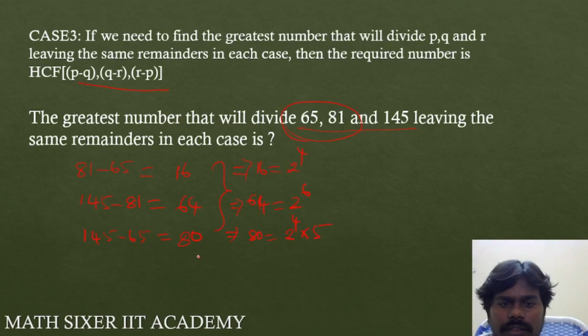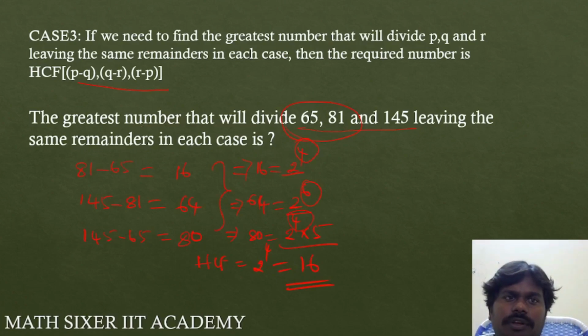So here we are finding the HCF, so we will concentrate on the common factors. So the common factor is 2, and the least power among all these is 4. So 2 power 4, means 16, is our required answer. That means when you divide this 65 by 16, you will get the same remainder in all the cases. Means like 81 by 16 and 145 by 16, you will get the same remainder in all these cases. So this was the third case.